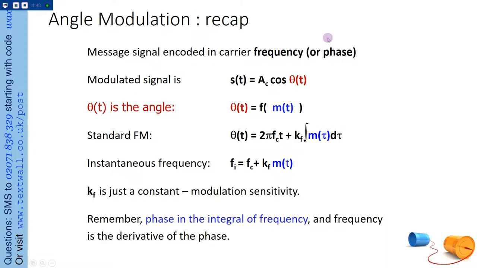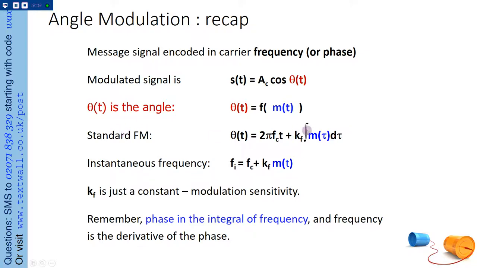Okay, so let's make a start. This is familiar to you. Here, our message is encoded within the angle, within the phase of the sine wave, not the amplitude.